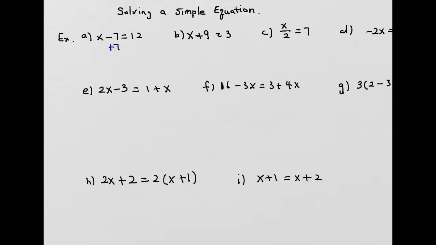7. In equations, whatever you do on one side, you want to do exactly the same thing on the other side. So when you're getting rid of the 7, you're adding 7 to 12, so you end up getting 19.